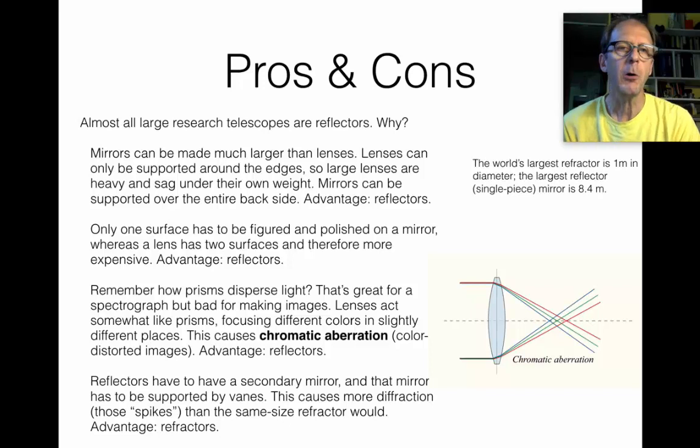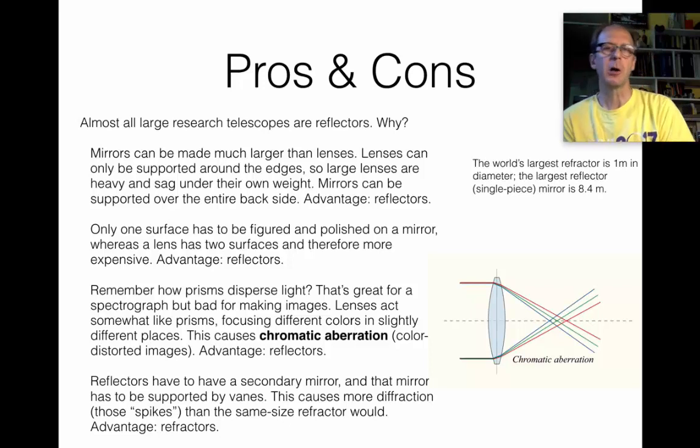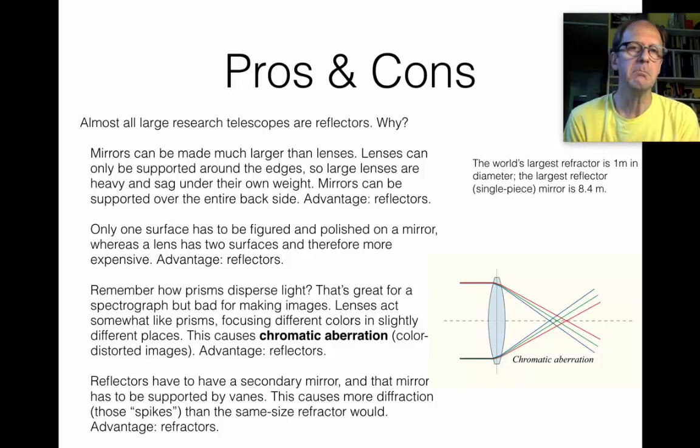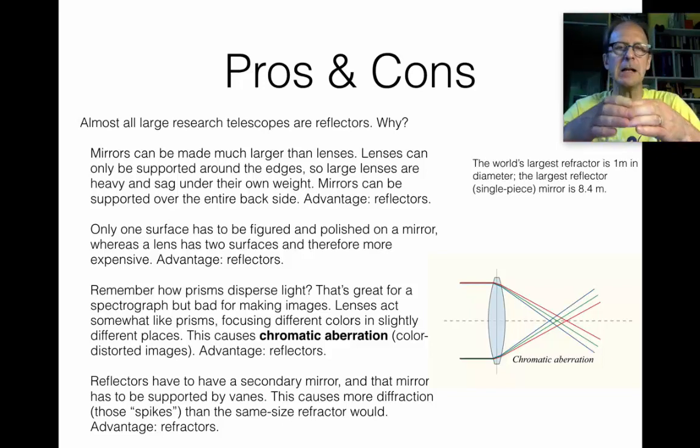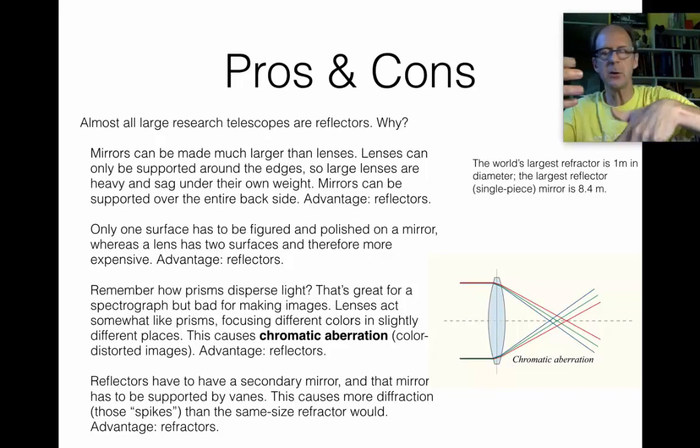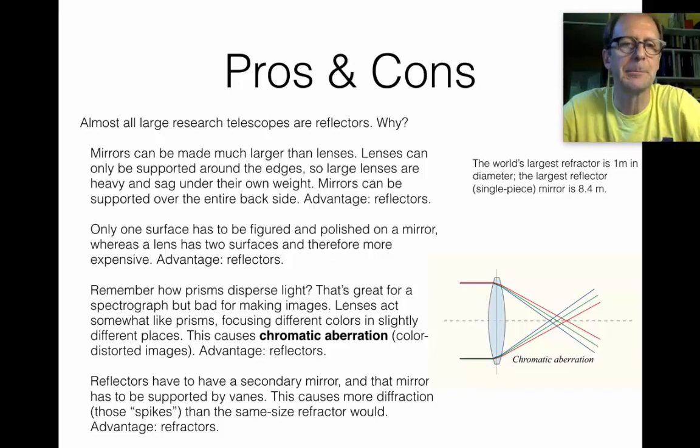So almost all large research telescopes are reflectors. And the question is why? There are a couple of reasons, but the big one is that mirrors can be made larger than lenses. Lenses can only be supported around the edge. If you have a piece of clear glass and light has to go through it, you can only hold it at its edges. Whereas with mirrors, light doesn't go through the mirror. Light reflects off. So you can make a big mirror and you can support it all across the back.